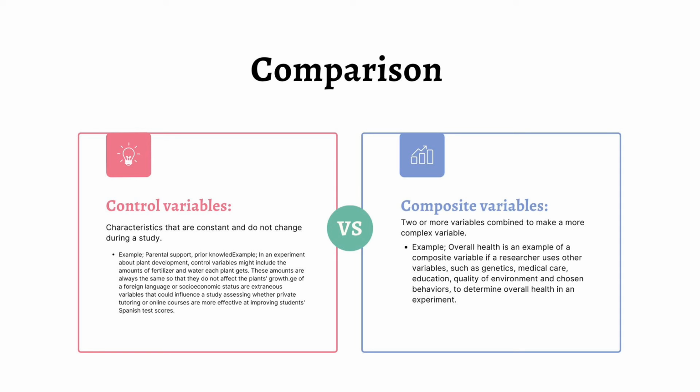Composite variables: two or more variables combine to make a more complex variable. Example, overall health is an example of a composite variable if a researcher uses other variables, such as genetics, medical care, education, quality of environment and chosen behaviors, to determine overall health in an experiment.